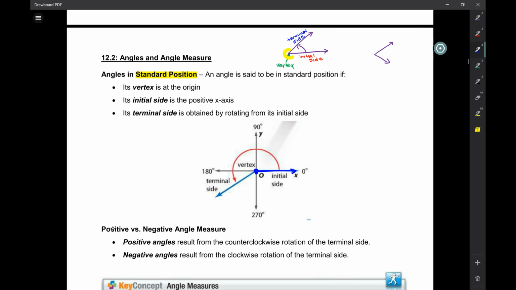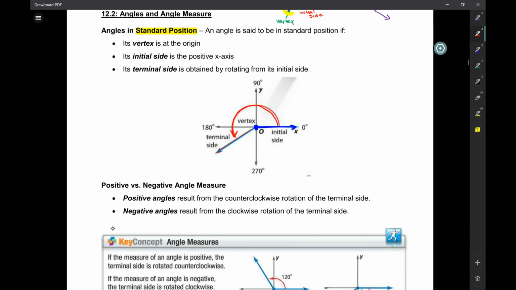Those two must happen in order for this to be called in standard position. Once we do that, like we said before, we still rotate away from that initial side, and we can rotate to any degree that we want. And then same way, at the end point, we draw another ray, and that's called the terminal side. Okay? So that's what it means to have an angle in standard form.